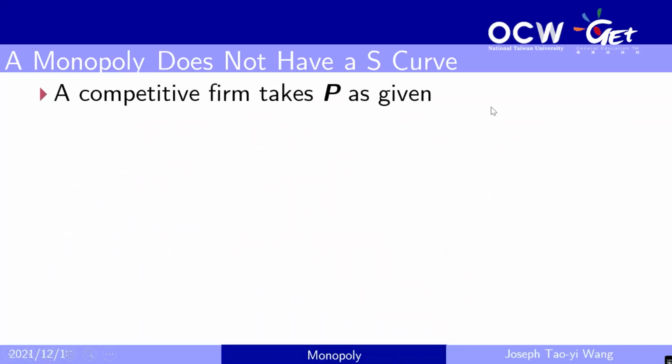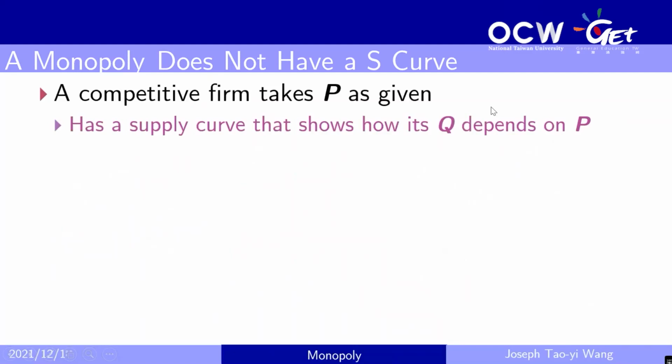Okay, so one thing to note here is that the monopoly does not have a supply curve. This is very important because a competitive firm is a price taker. It takes the market price as given and then decides what quantity to sell at that given price. So that gives the competitive firm a supply curve. So here is the price, I'm going to sell this amount. Here's the quantity supplied.